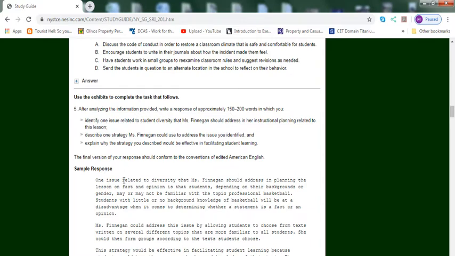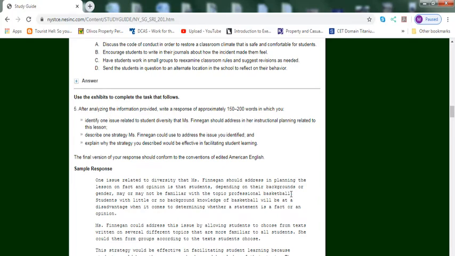They did the same thing. One issue related to diversity that Ms. Finnegan should address in planning the lesson on facts and opinion is that students, depending on their background or gender, may or may not be familiar with the topic, professional basketball. Now, as you can see, this person picked that part. You could pick any part that you feel there was an issue relating to the diversity of the lesson, obviously if you read the passage.